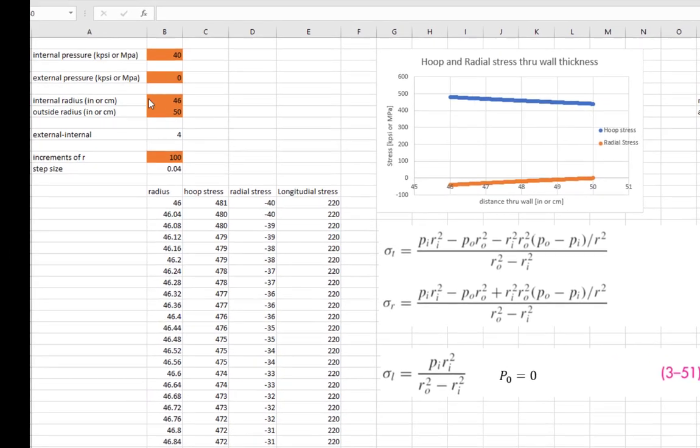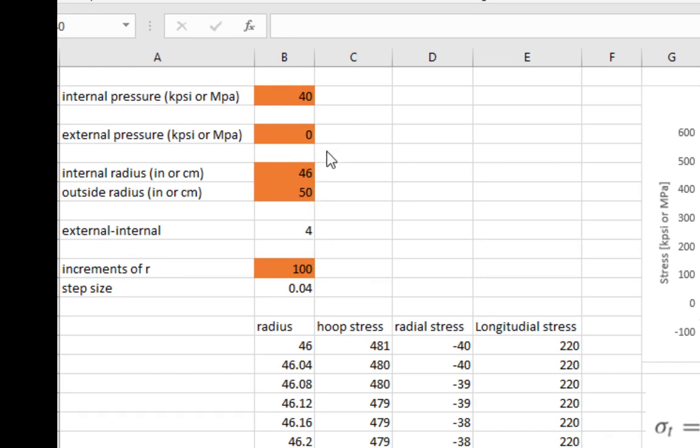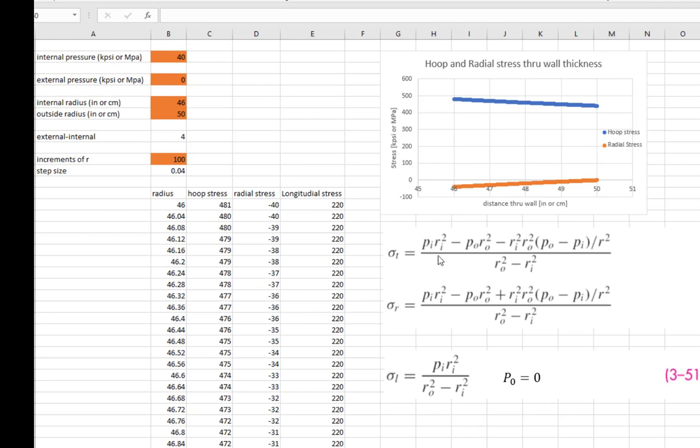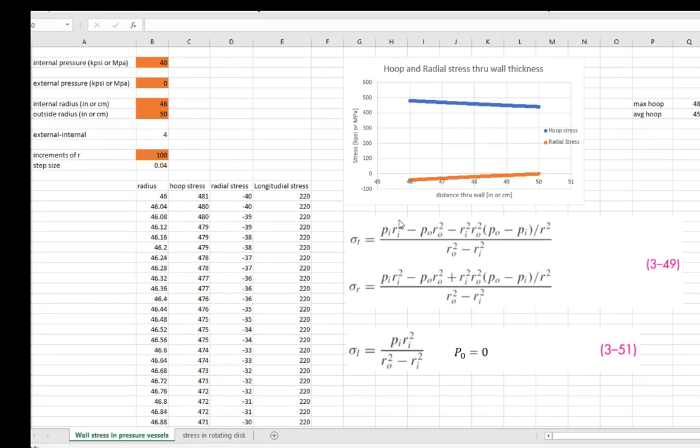In this spreadsheet, I have inputs in orange over here, which are my internal pressure, my external pressure, my internal radius, my outside radius, the difference between the internal and external radii, and the increments. I divide the wall thickness into 100 discrete steps. So given the difference between the internal and the external radii, I end up with a step size of 0.04.